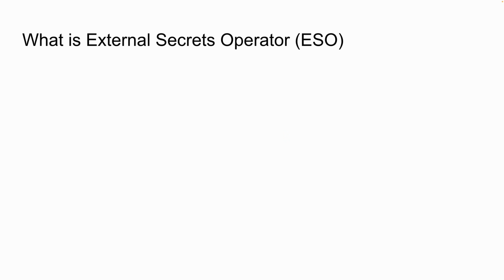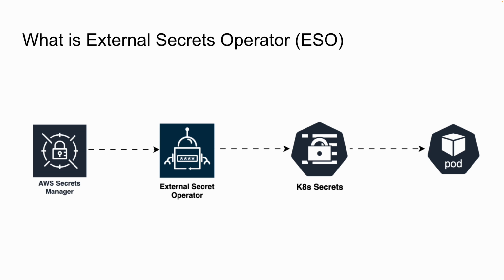Now the question comes, how to implement this? This is where the External Secrets Operator, or ESO, comes in. It's an open source Kubernetes operator that acts as a bridge between your Kubernetes cluster and your external secret manager. It fetches secrets securely from systems like AWS Secrets Manager and keeps your Kubernetes secrets automatically in sync. So, instead of manually updating secrets, ESO handles it for you in real time.